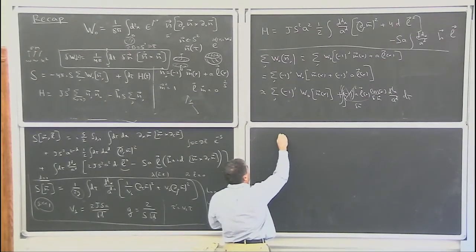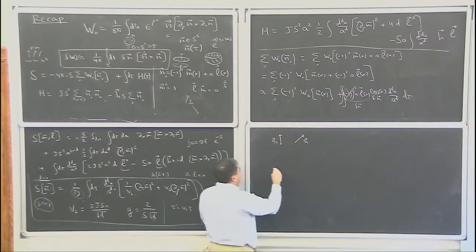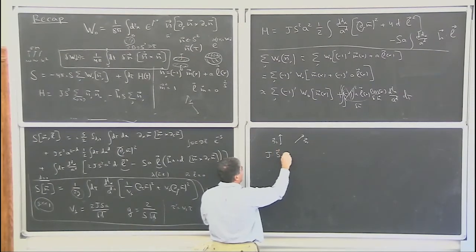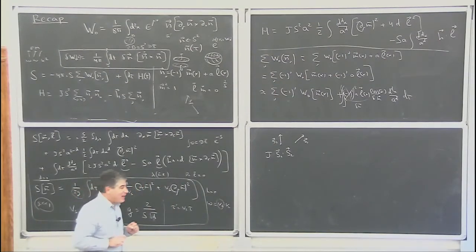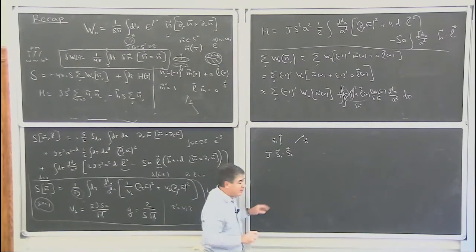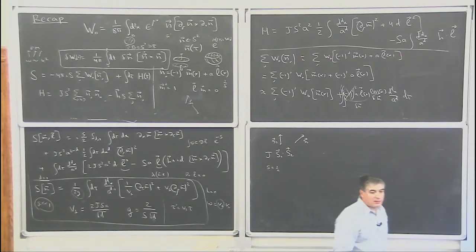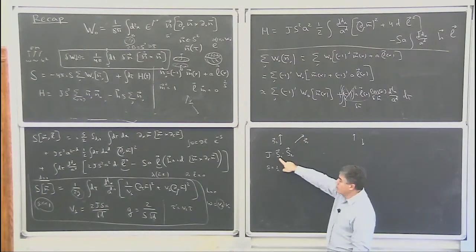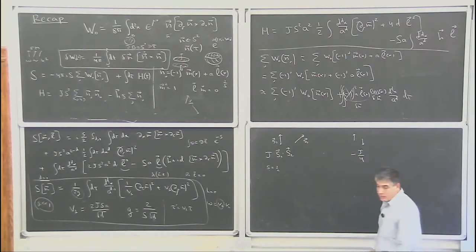Suppose that I have spin 1 and spin 2, which interact, this is the Hamiltonian, S1 times S2. So this is like an antiferromagnet with two spins, okay? And suppose the spins are 1/2. So S is 1/2. What do you think is the ground state of this Hamiltonian? If you take this configuration up and down, then it's easy to compute the energy. So the energy is minus J over 4. Okay?